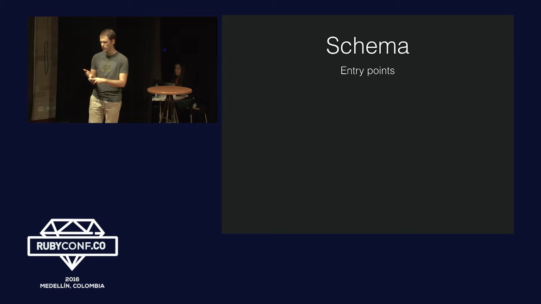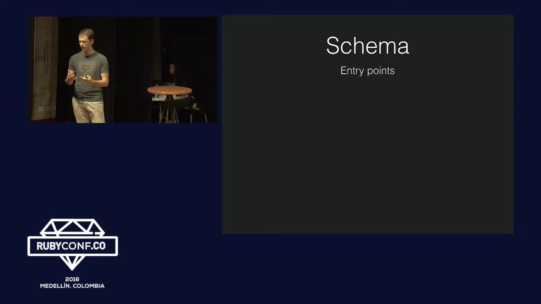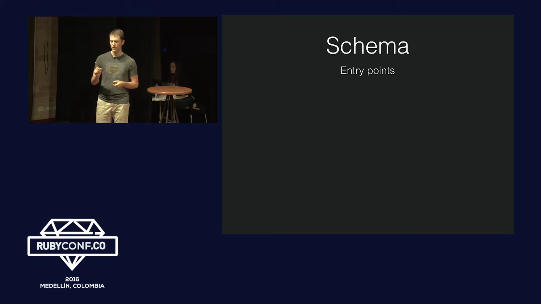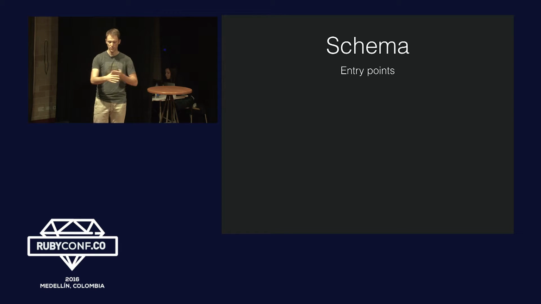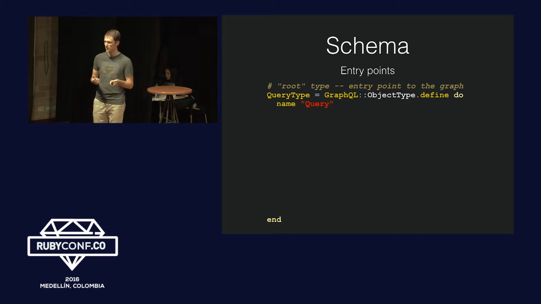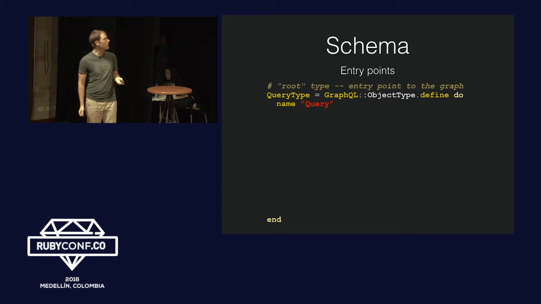So we've talked about types. We've talked about their fields. Now we want to make a schema so that we can actually serve queries. And we need one more thing. The type system itself is a graph, right? This interconnected collection of nodes. But how do you get in? We define a special type as the entry point for the graph. And here it is. It's called query type, and its name is query. And this is the front door, if you will.